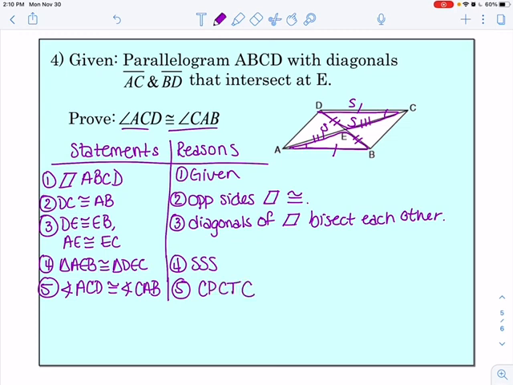Again, I could have done that in one step, but I feel like a lot of times the parallel information is a little bit harder for you guys to see. So even though this way was longer, I feel like it's easier for you to see the opposite sides are congruent, and we hadn't shown a problem with diagonals bisecting each other yet. So now you have that.